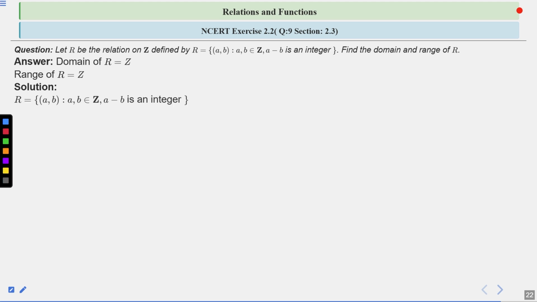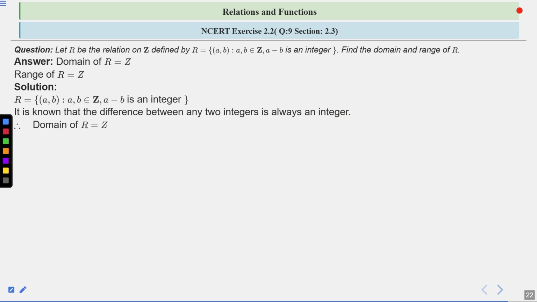As described, you have to collect all the pairs (a, b) such that a and b both belong to the set of integers and a minus b is an integer. It is known that the difference of any two integers is always an integer. So the domain of your relation R is simply the complete set of integers. And the range is also the complete set of integers.